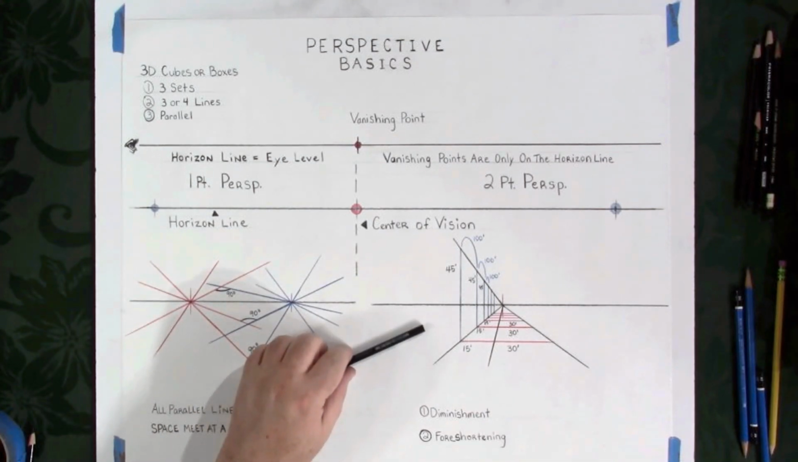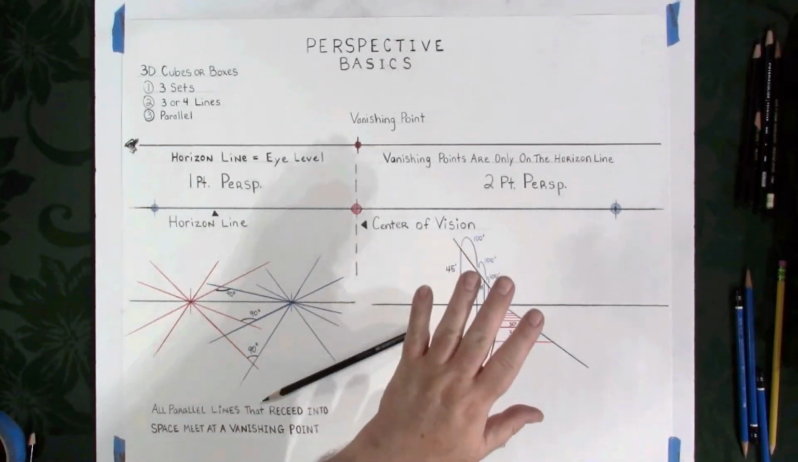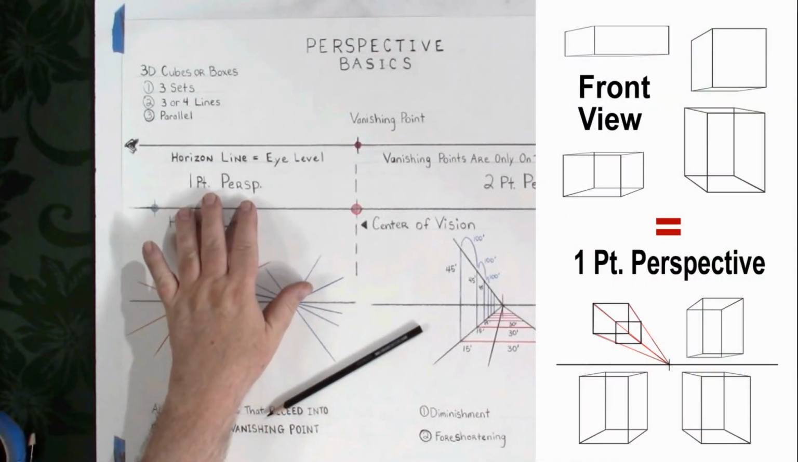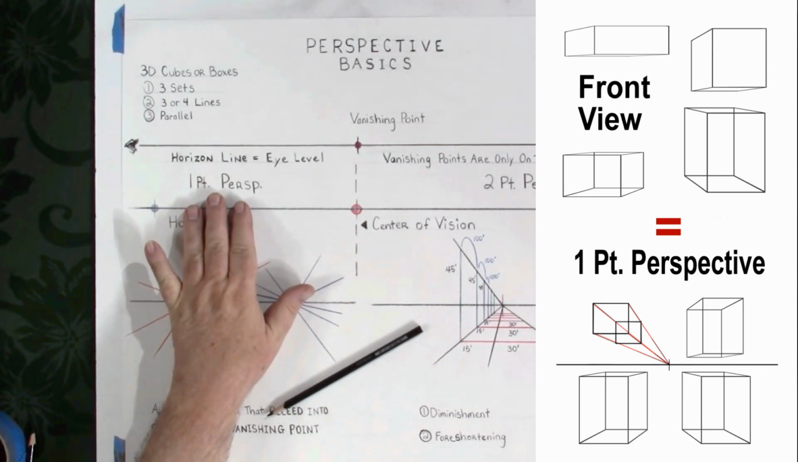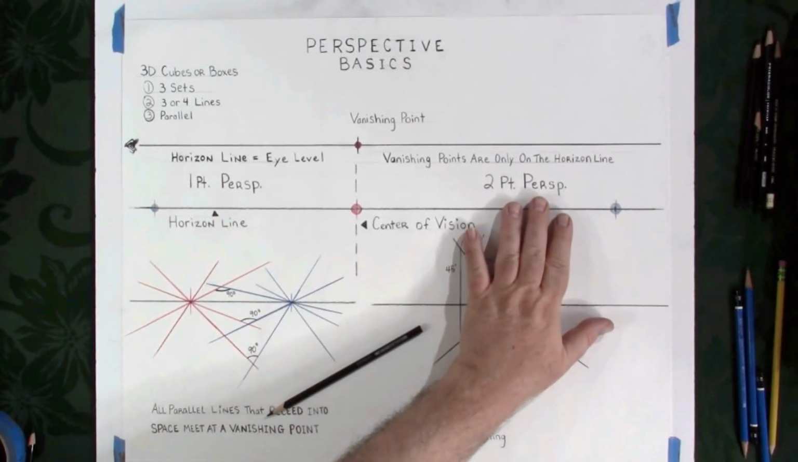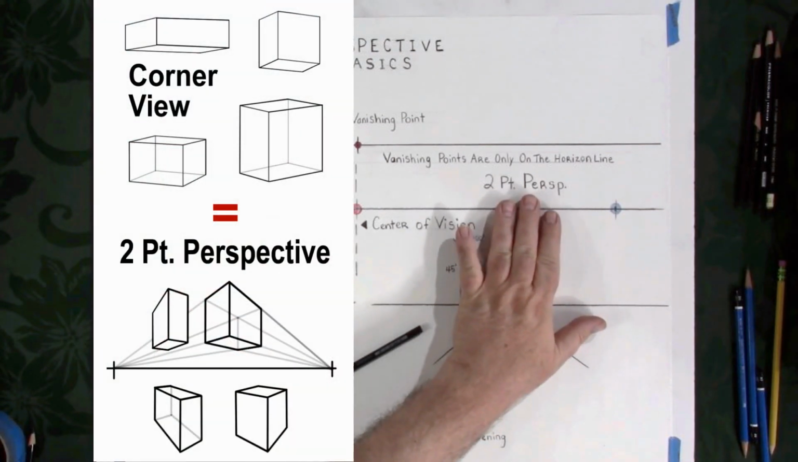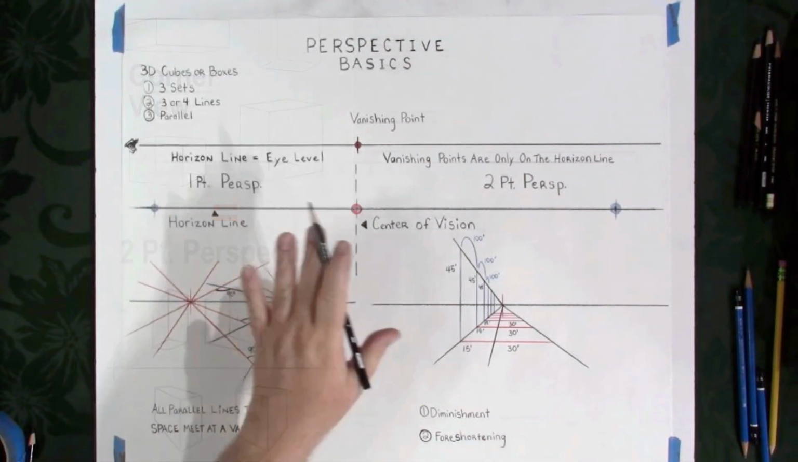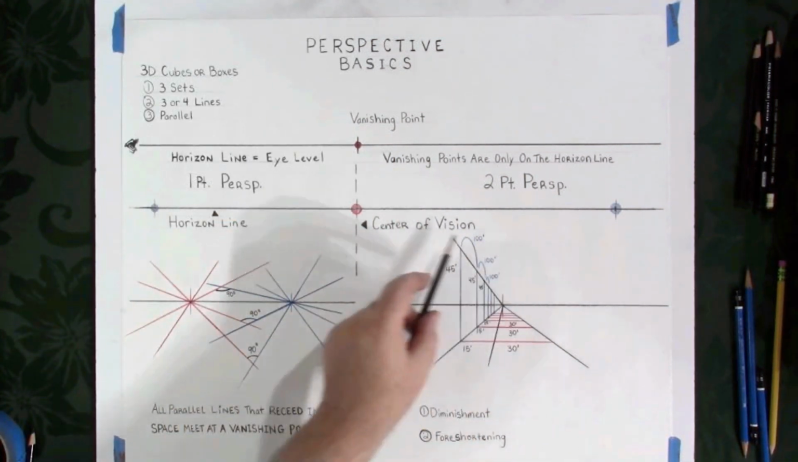We talked about our front view cubes versus our corner view cubes. In this class, a front view cube is going to be referred to as a 1-point perspective box. So no longer is it a front view box, but a 1-point perspective box. And the corner view boxes are going to be referred to as 2-point perspective boxes.